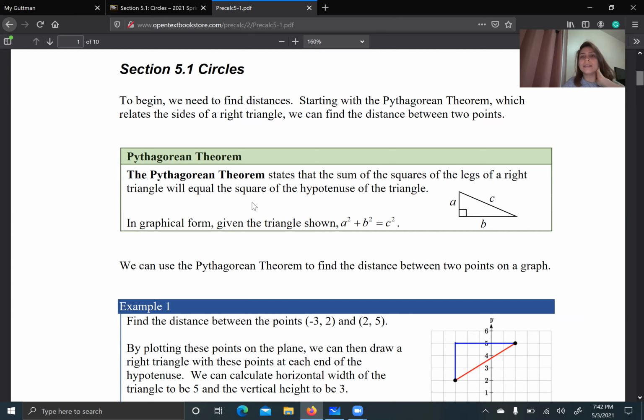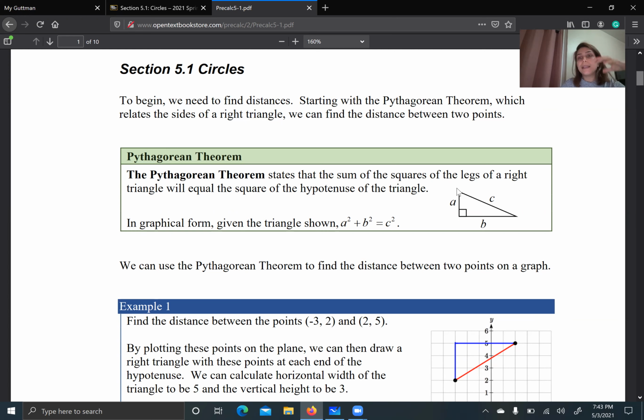I know some of the topics in this section might be repetitive for you, but it's very important to refresh our minds, as these are going to be used for the rest of the course. So let's start with the Pythagorean theorem, that I am sure you have heard about.